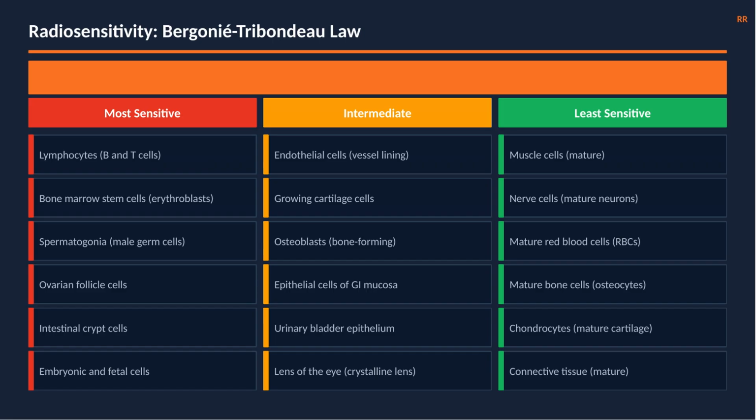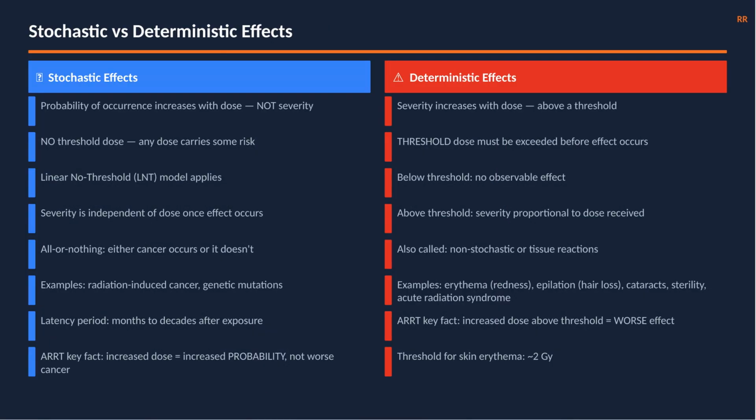Cells that divide rapidly and remain undifferentiated are at the top. Cells that stopped dividing and became highly specialized are at the bottom. This single law explains the entire radiosensitivity hierarchy and is tested consistently on the ARRT. 2 fundamentally different categories of radiation effects. The distinction is one of the most important concepts in radiation biology.